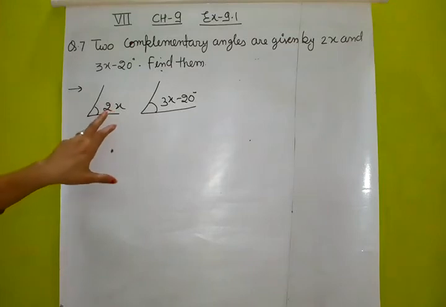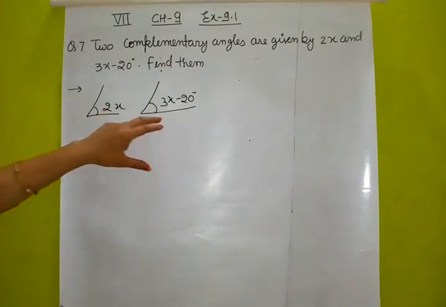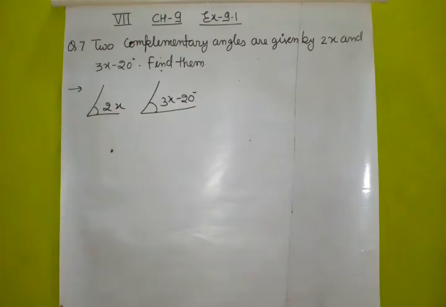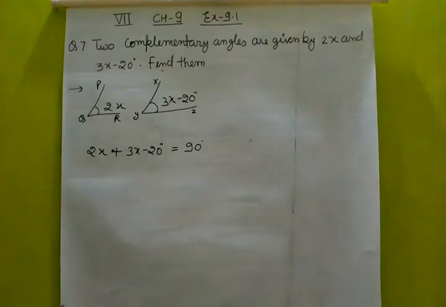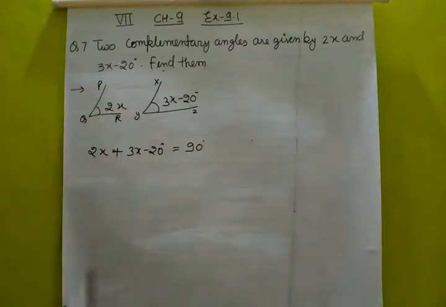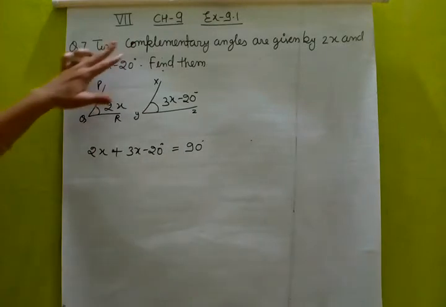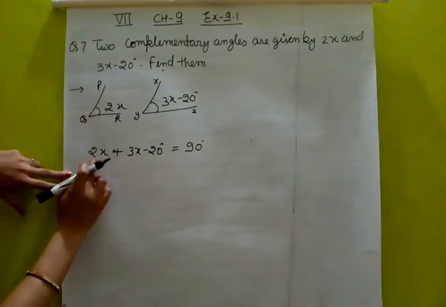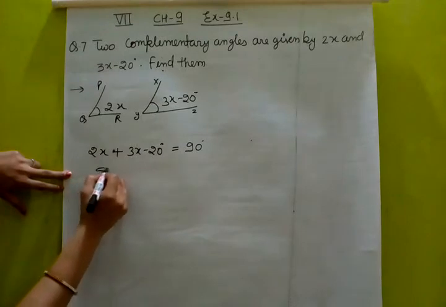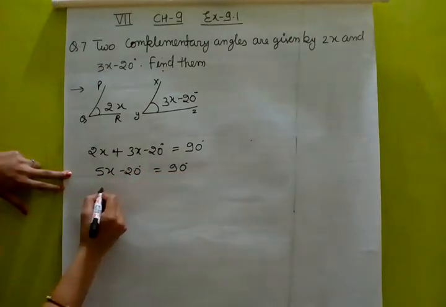So when you add this angle and this angle, your sum should be 90 degrees. Students, now I have given the names angle PQR and angle XYZ. Now 2x plus 3x minus 20 will be 90 degrees according to the complementary angle condition. Now 2x plus 3x is 5x, so 5x minus 20 degrees equals 90 degrees.